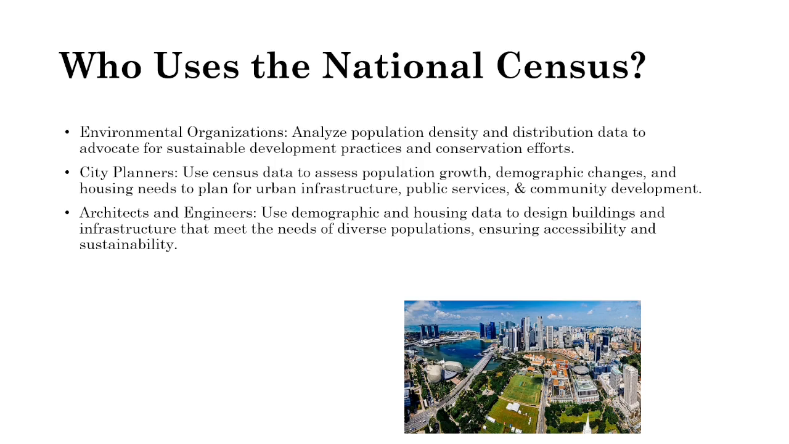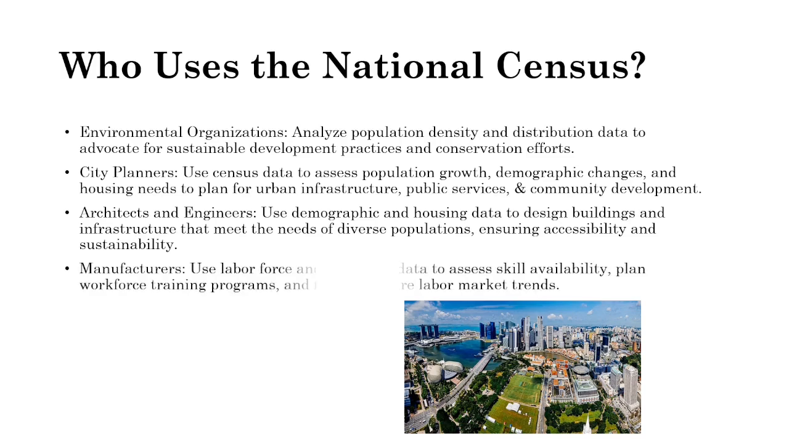Architects and engineers can use census data to design buildings and infrastructure that meet the needs of diverse populations. Maybe they have populations that have a lot of disabilities. They have to put in a lot more disabled parking and other services, as well as focusing on sustainable needs. If they're in an area with a high population density, maybe they're going to promote environmental sustainability a little bit more because of that increased strain on the environment to support that many people.